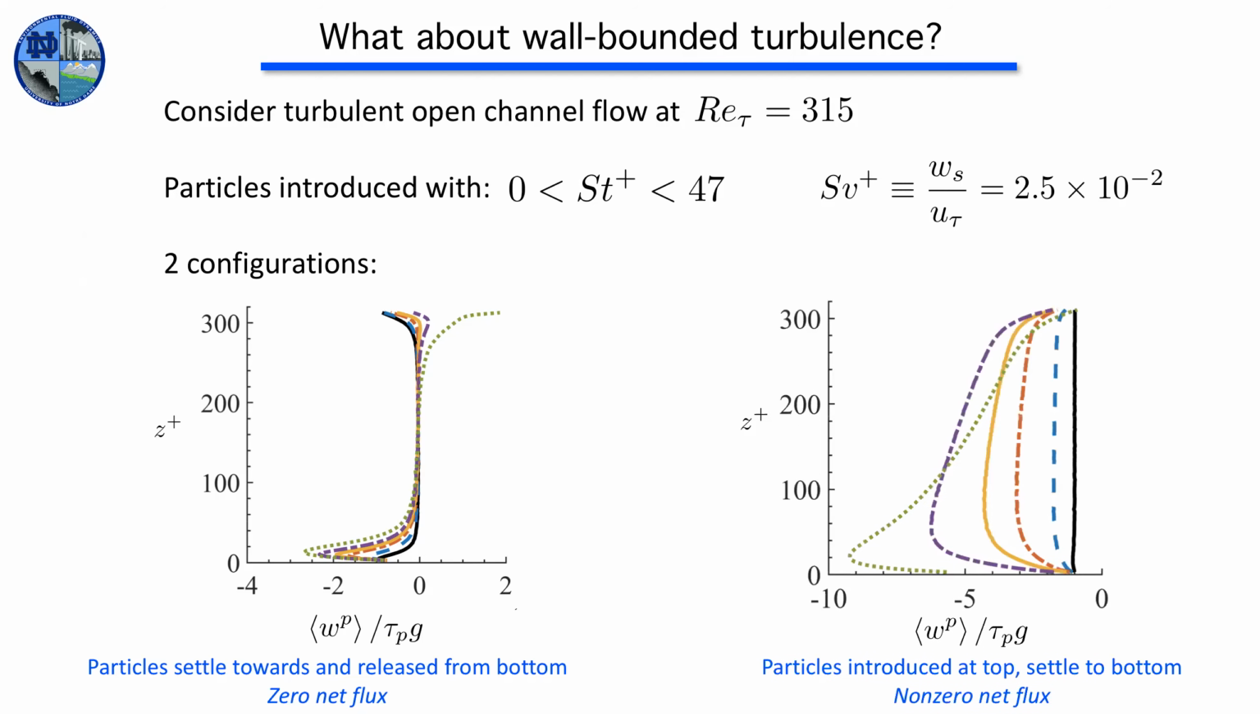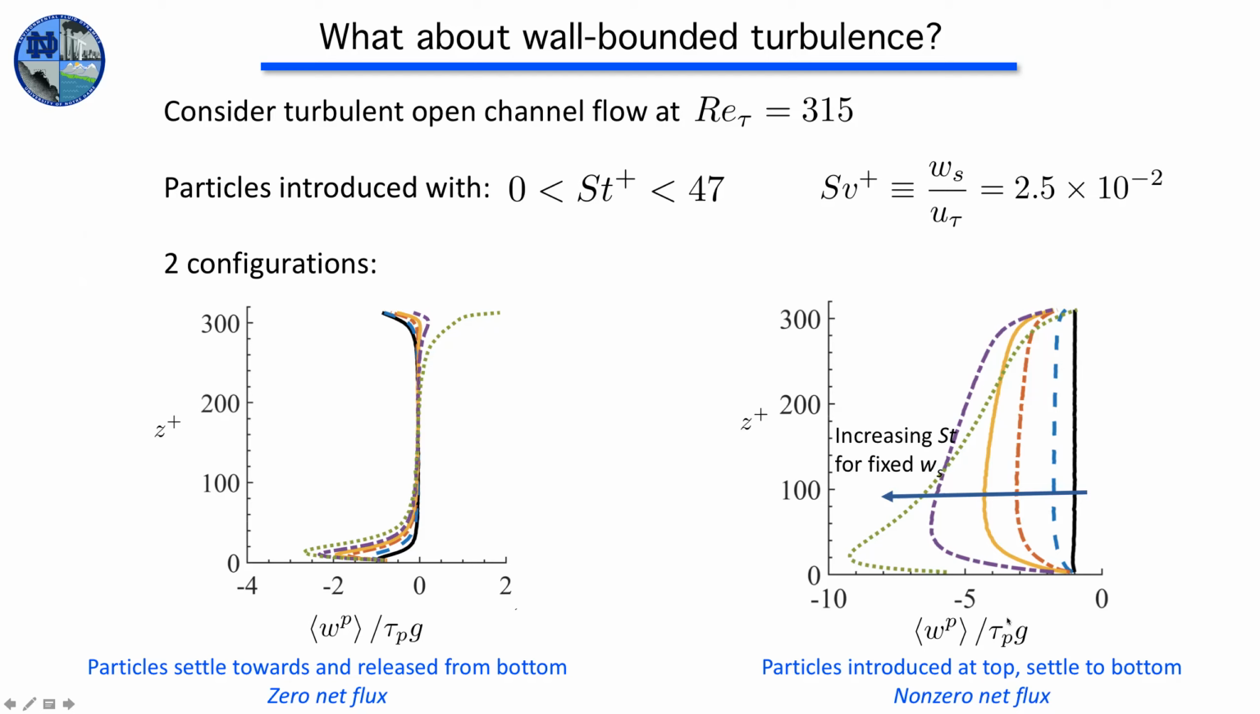If we look at the non-zero net flux case, we actually see something not too dissimilar from the homogeneous isotropic case. In this range of Stokes numbers, as we increase it, we actually get to see an average particle settling velocity which starts to exceed the Stokes settling velocity, WS.